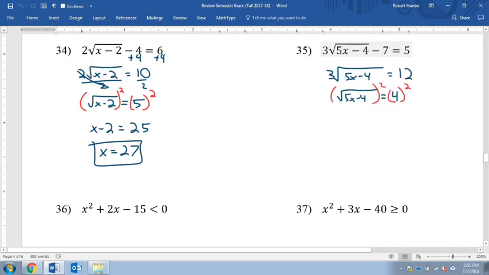Square both sides to get rid of the radical. We got 5x minus 4 equals 16. And then add the 4. 5x equals 16 plus 4, which is 20. Divided by 5, x equals 4. That's your final answer. You can totally do these.